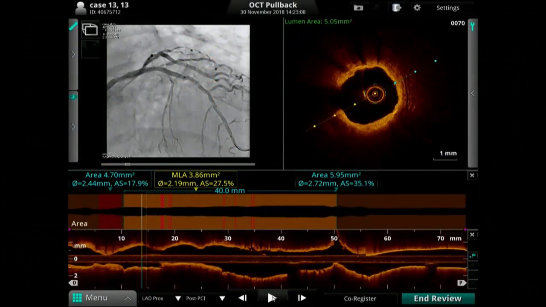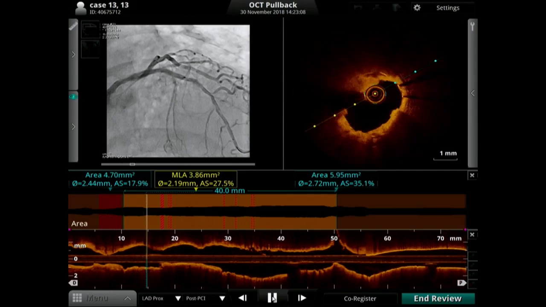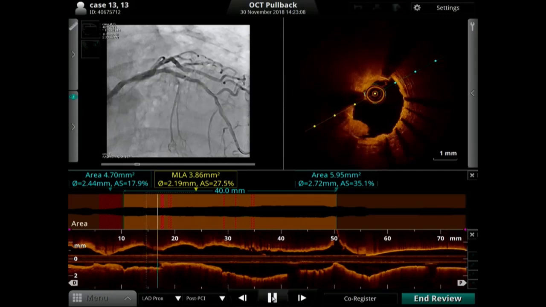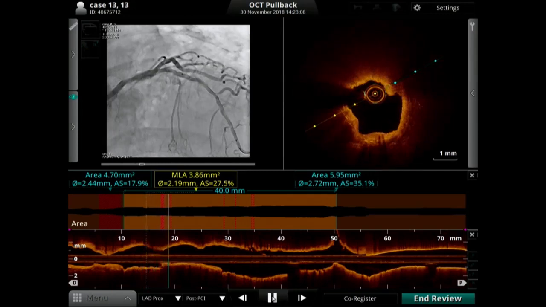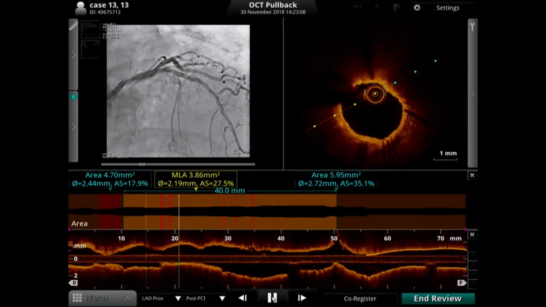Okay. Can you see it? Yes. Okay, we play the OCT. This is the distal end. There is just minimal dissection, which is okay, and the prior lumen area is much inflated.